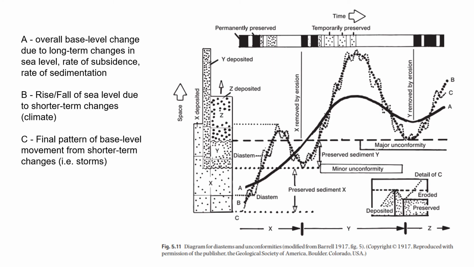Now the other two lines, B and C, B being the heavy dotted line, C being the lighter dotted line, are changes that are going to fall of sea level based on climate or shorter term events like storms. Once again, we deposit sediment on the upside, on the downward curves, the downhill portions of the curve. If you're reading this from left to right, the downhill curves is when we're removing. So we have permanently preserved, temporarily preserved, and completely eroded.